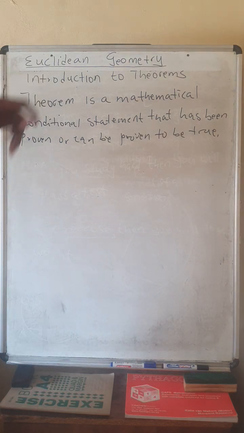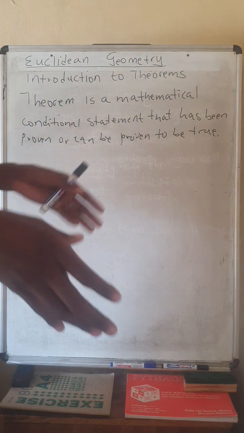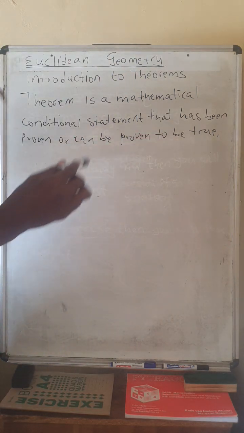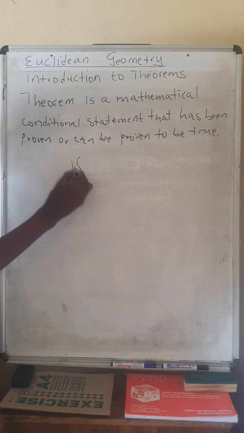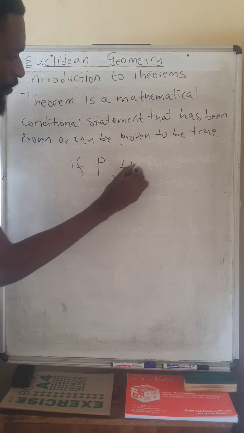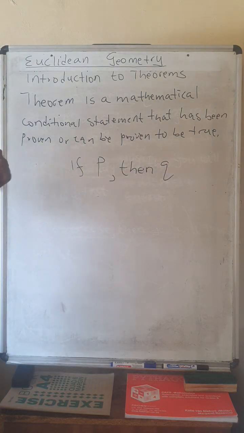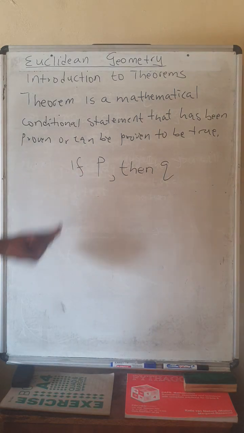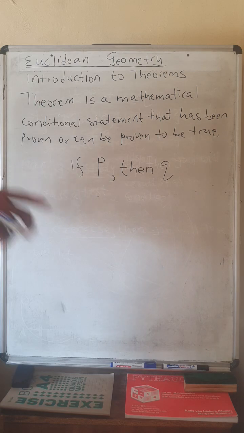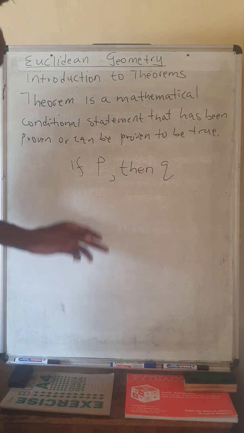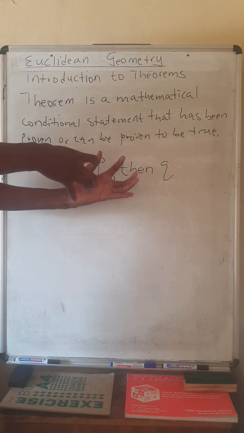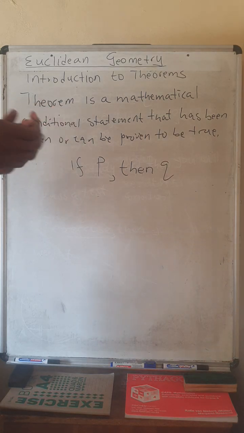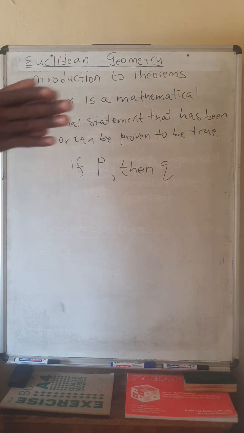But now, with a theorem, it's a conditional statement. Before I go any further, if I say a theorem is a mathematical conditional statement, it means theorems must also be in the form if P, then Q. Remember we said a conditional statement is a statement in the form if P, then Q, where P represents a condition and Q represents a conclusion. But with a mathematical conditional statement, it is different because before we can accept it, it must be proven.